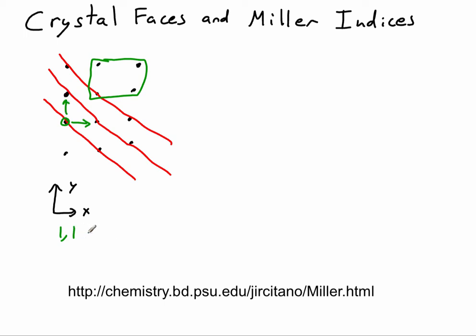So it's 1, 1. Then to take a Miller index, you take the reciprocal of those two numbers and clear any fractions if they are there, and then write them between parentheses. So this would be a (1, 1) plane. Let's draw another plane so we can see the difference.